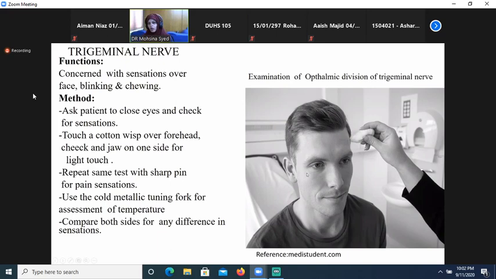Then you repeat the same test with the sharp pin for pain sensations. And then for temperature, you will use a cold metallic tuning fork. And always compare on both sides.